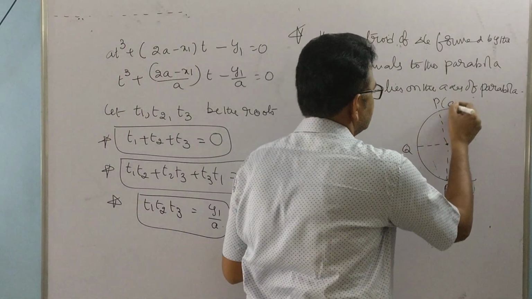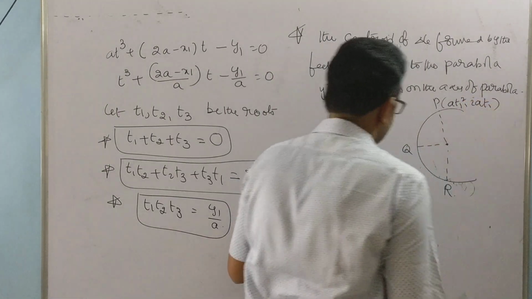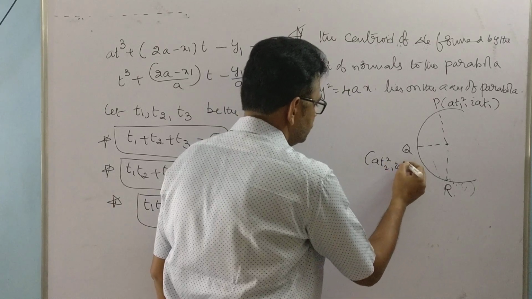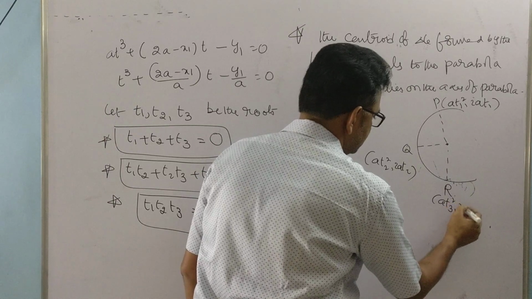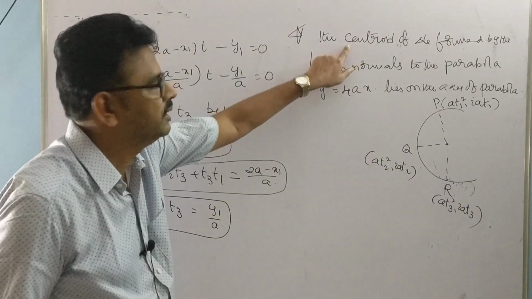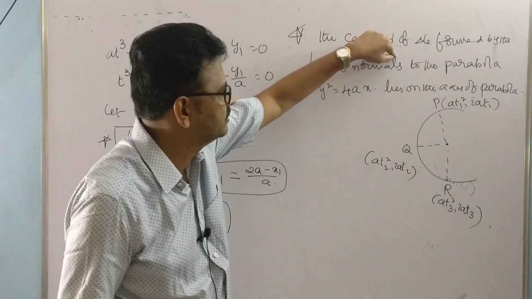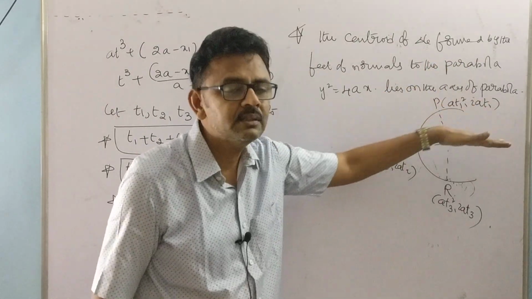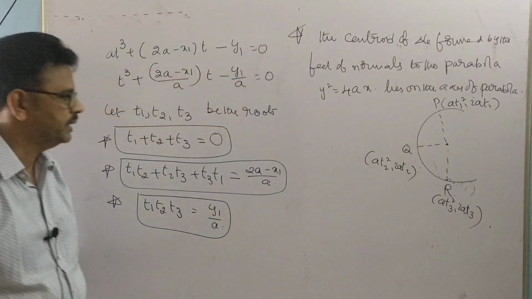What are the feet of normals? The points are (a t1 square, 2a t1), (a t2 square, 2a t2), and (a t3 square, 2a t3). Now the centroid of the triangle formed by the feet of normals to the parabola lies on the axis of the parabola. Axis of the parabola means what? The x-axis here. That is a point.